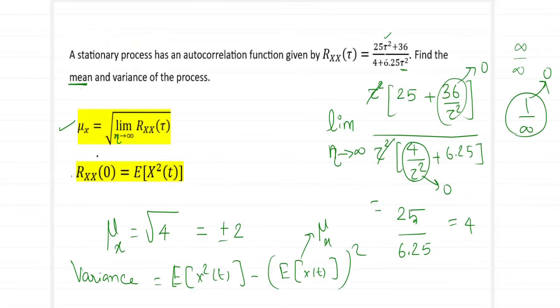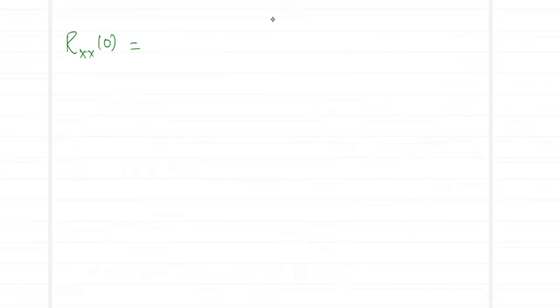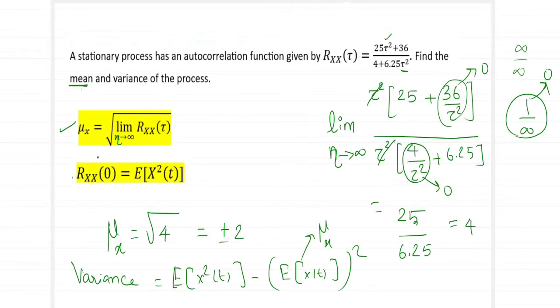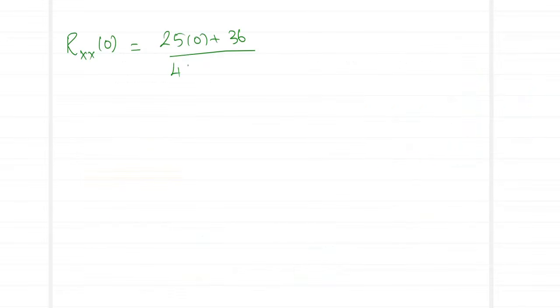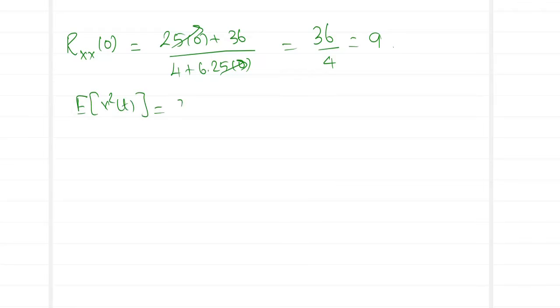So in the next step, we are going to compute Rxx of 0. So what happens in the Rxx function? I am going to put tau as 0. So it is 25 into 0 plus 36 divided by, what is in the denominator? 4 plus 6.25 times 0. So this vanishes, leaving us with 36 by 4. So this makes it 9. So now my E of x square of t is ready, which is 9.